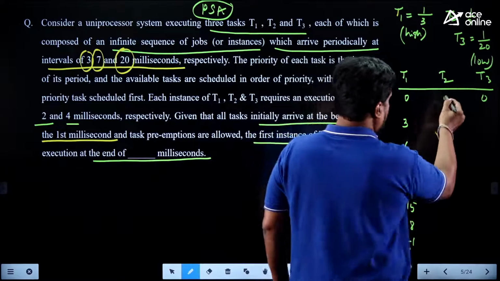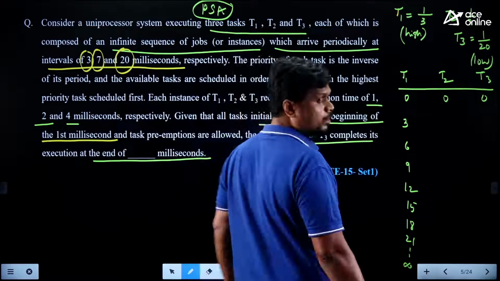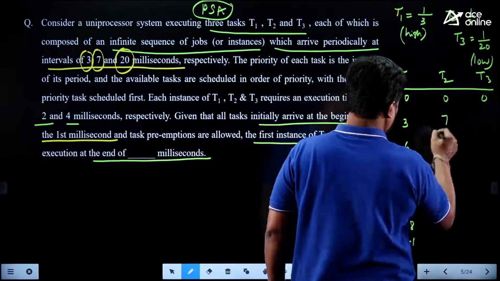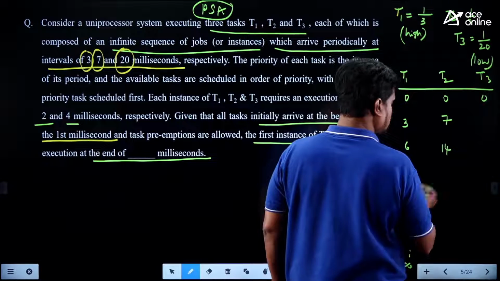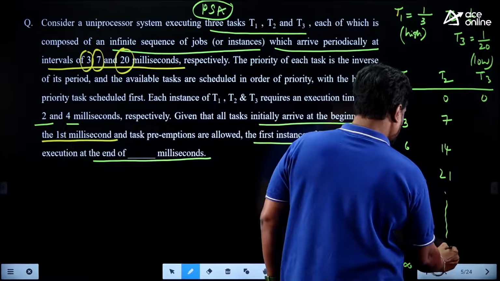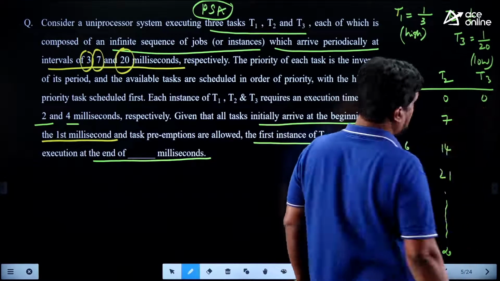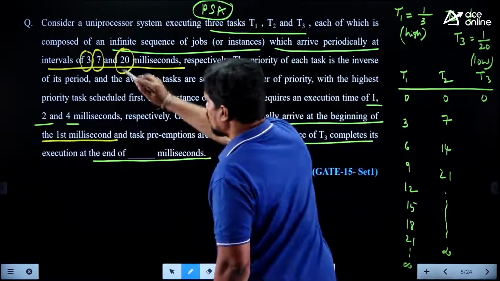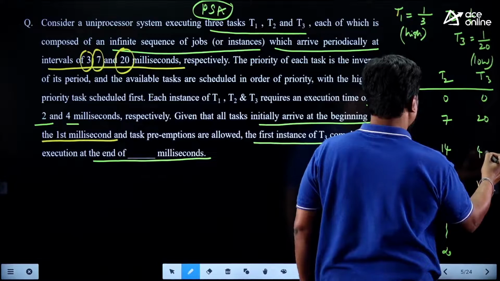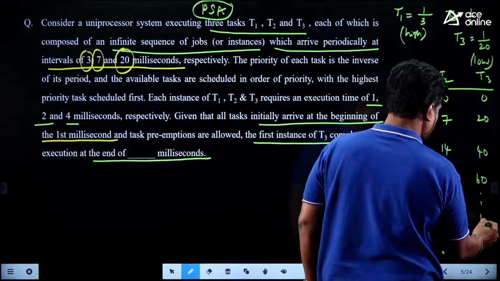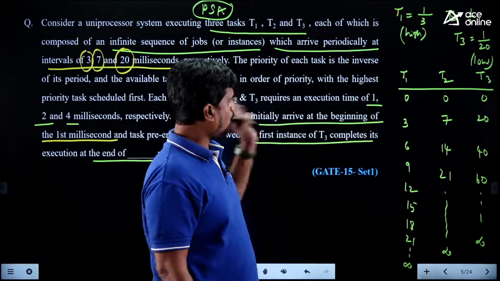Next, T2. The first time it appears at 0 in the ready queue, but the second instance appears at 7 milliseconds. For every 7 milliseconds T2 appears in the ready queue, so after 7 again it appears at 14, 21, and it continues to infinity. Then T3: its first appearance in the ready queue is at 0 and the second appearance is at 20 milliseconds. For every 20 milliseconds it can appear, so after 20 again at 40, again at 60, and so on infinitely. This is the first basic step to solve this question.